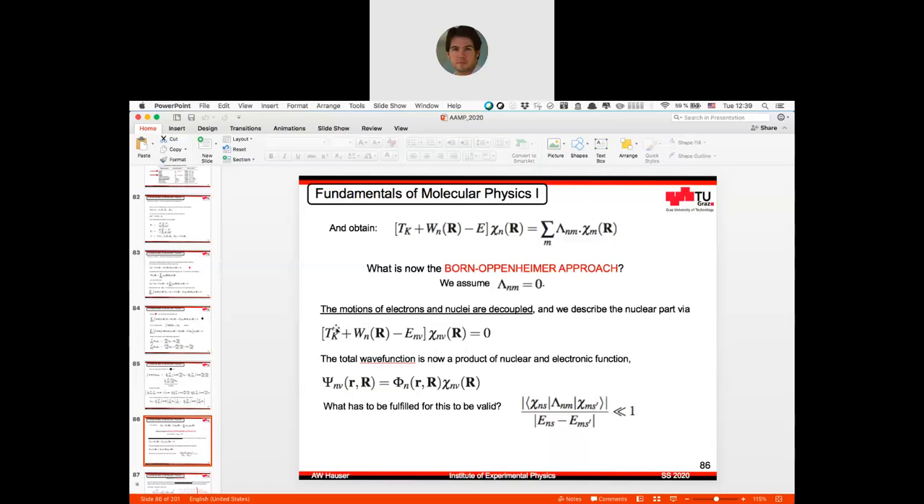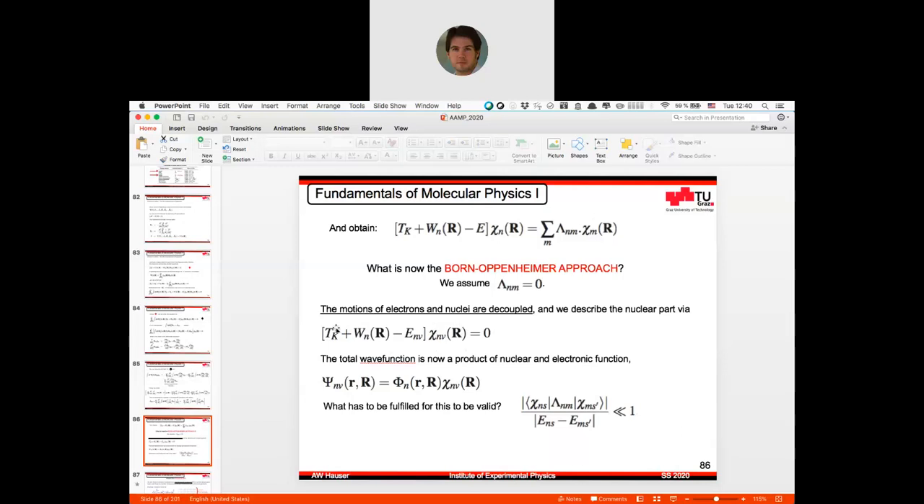Because, for example, let's think of a diatomic molecule. We have an atom A and an atom B. Then the only coordinate that defines the overall geometry is the distance between atom A and atom B.